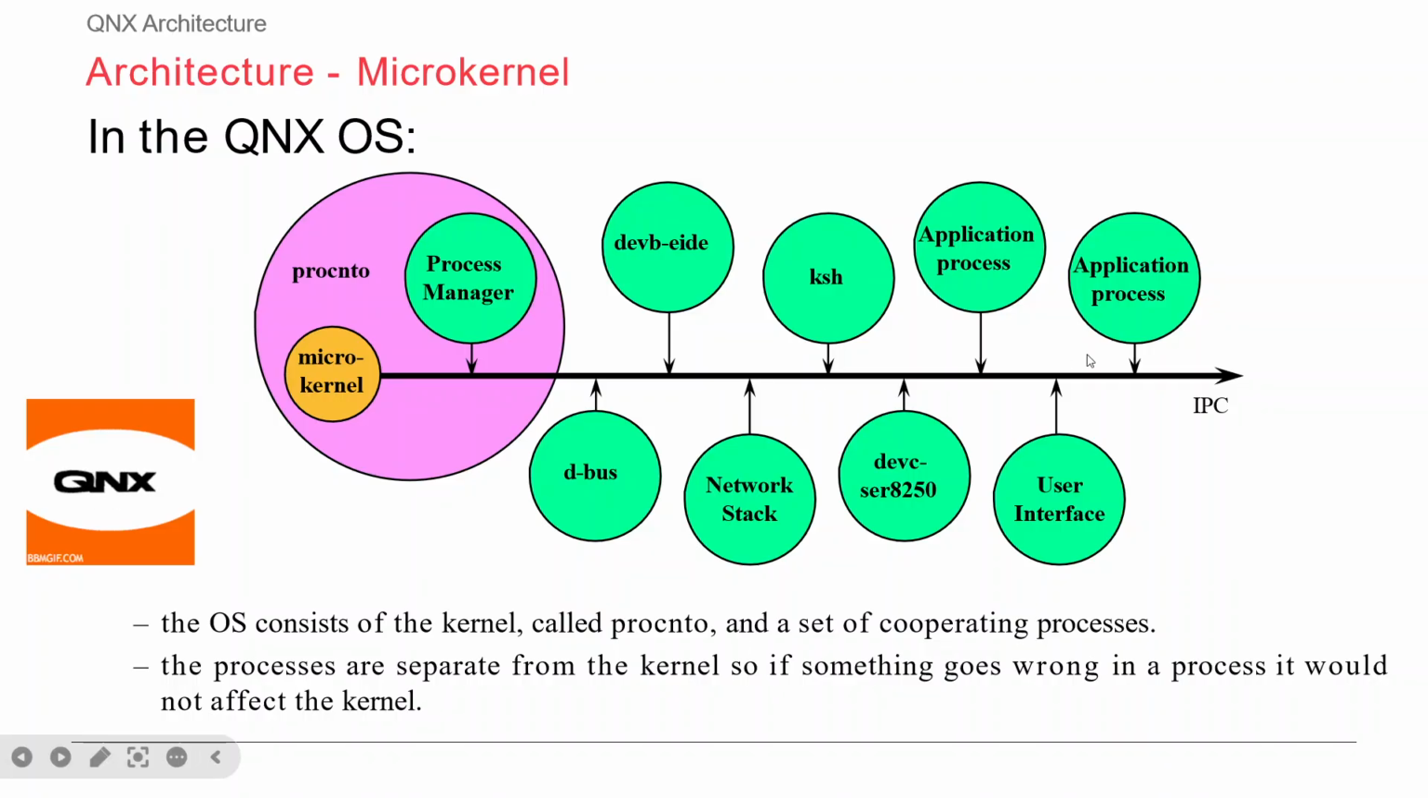So in the QNX OS, we have a microkernel. In the microkernel, the kernel is separated from all the processes. The OS consists of the kernel, called Proc nto, and a set of cooperating processes. So all the processes are separated from the kernel. If something goes wrong in any process, it will not affect the kernel.